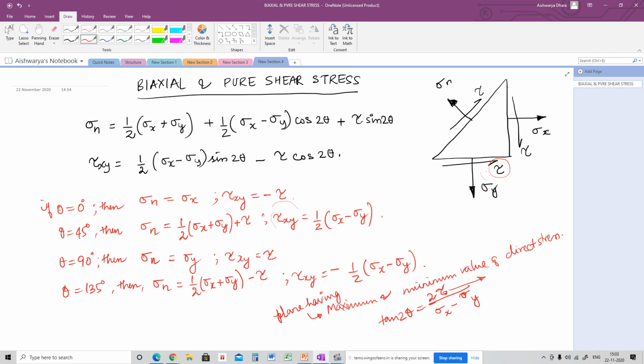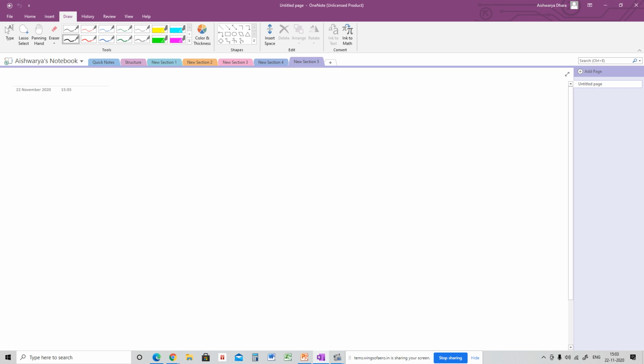Now, one more thing is there, to find out the maximum principal stress and minimum principal stress. We will have one formula. Can I change to the next slide? Okay, these are mostly problem based. Very simple formula: maximum principal stress and minimum principal stress.